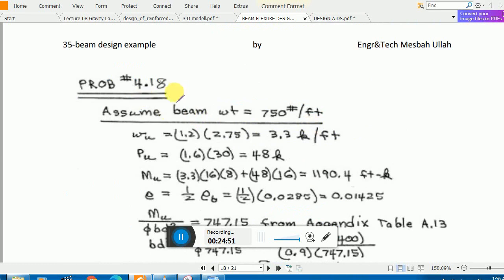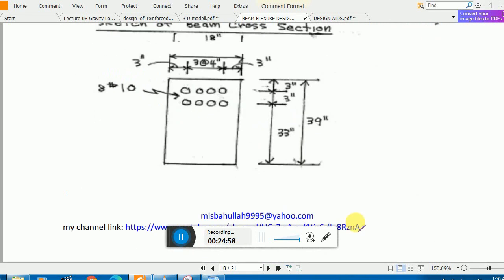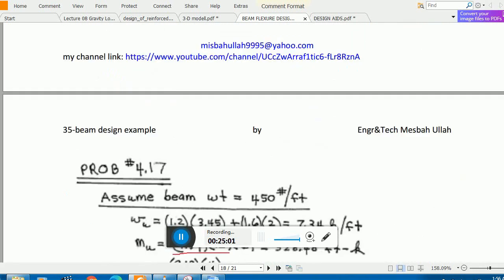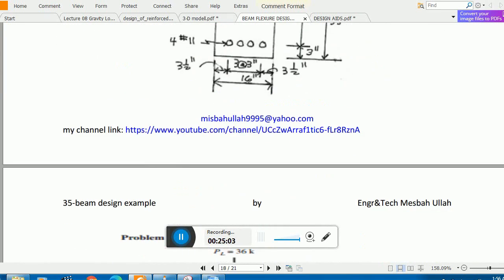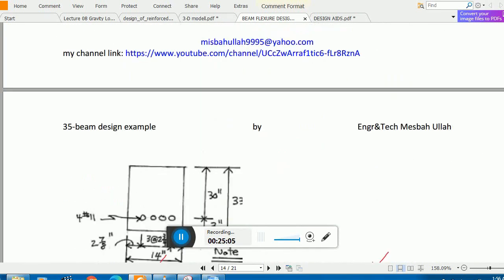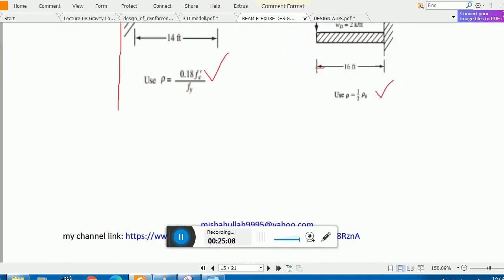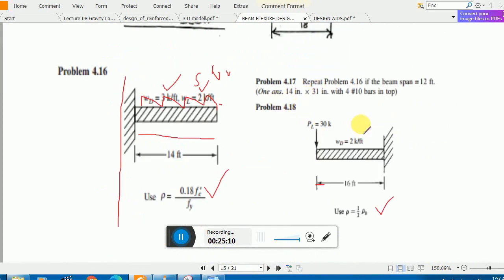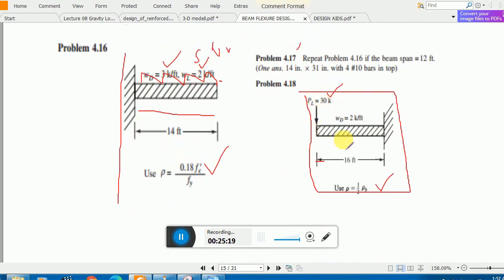Okay, and problem 4.18. Yes, this is 4.14. So problem 4.18, where this example is, let me show you. This is 4.18. Here we have a point load. This example is the same as this one, but this is changed. Here we have 30. So the moment equation will be, here will be Mu max.